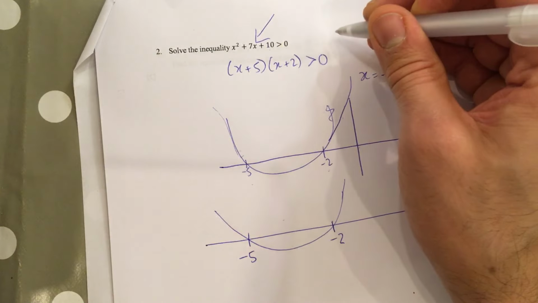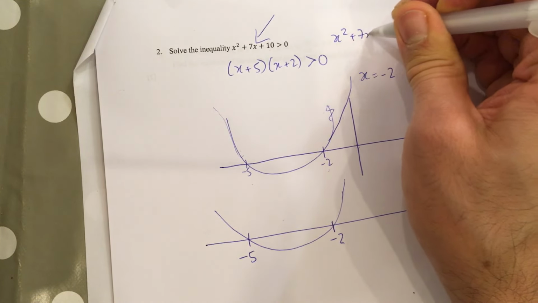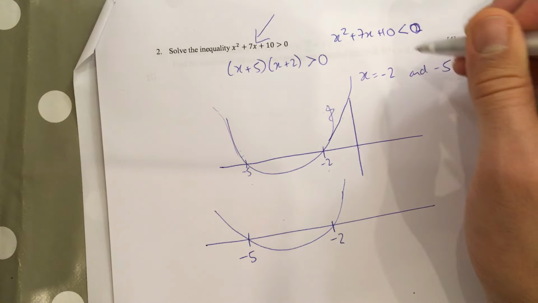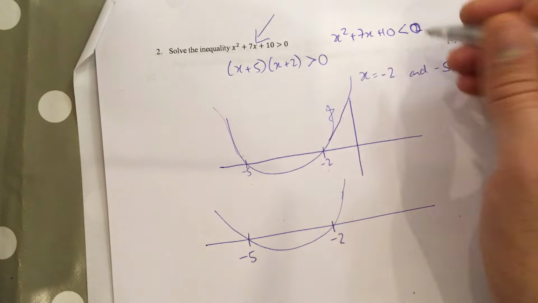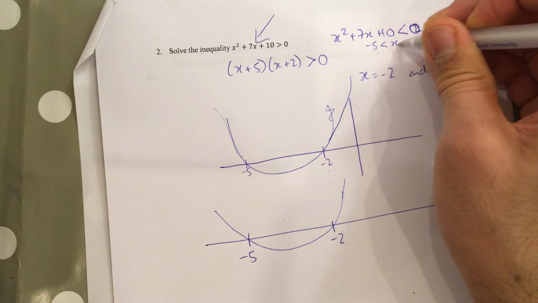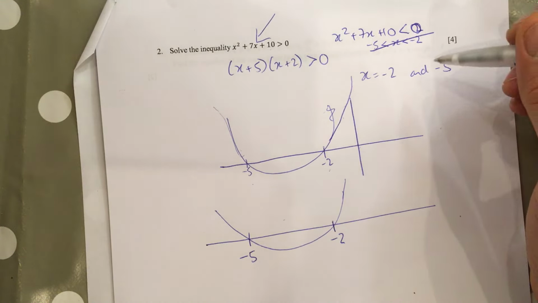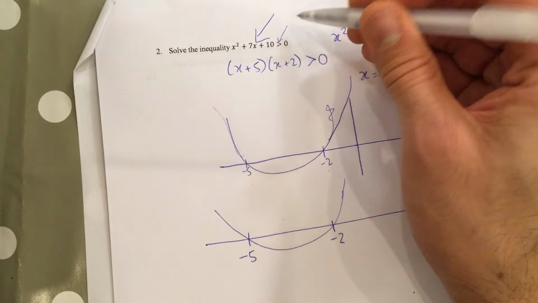So if the question had been solve x squared plus 7x plus 10 is less than 0, the answer would have been between minus 5 and minus 2, which is the answer that most people gave. But that's not the case in this question, because we're trying to find out when it's positive.